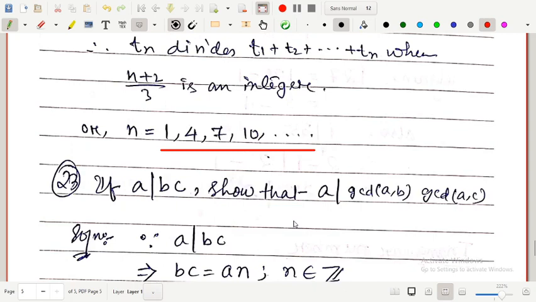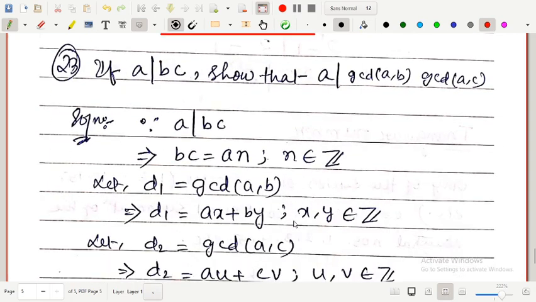Okay. So now the next question. If A divides BC, show that A divides GCD of (A, B) into GCD of (A, C). Given that A divides BC, we have to show that A divides GCD(A, B) into GCD(A, C). Since A divides BC, therefore BC equal to A into N for some integer N. Yes or not? Very common, very obvious actually. Since A divides BC, so BC equal to A into N for some integer N.